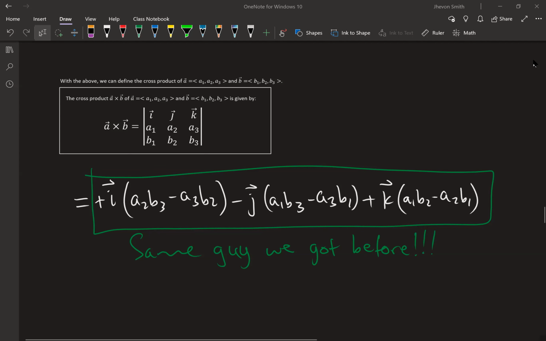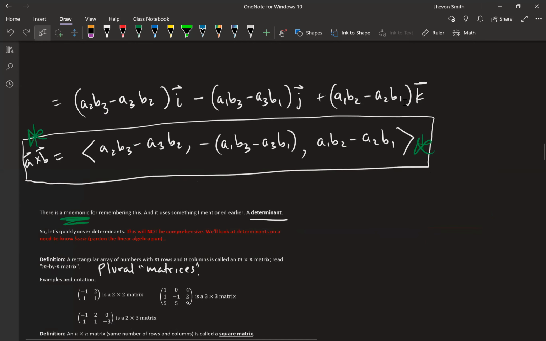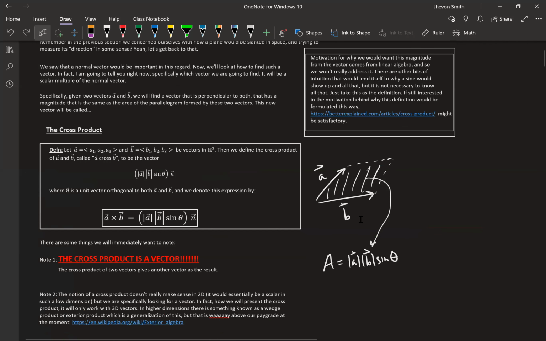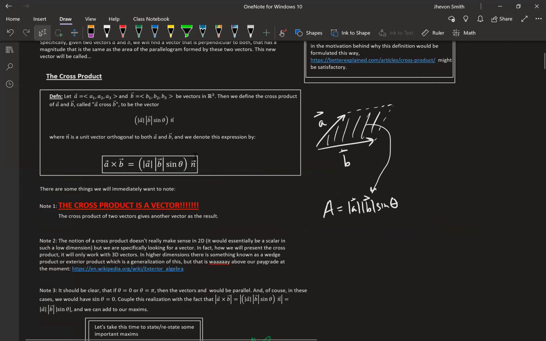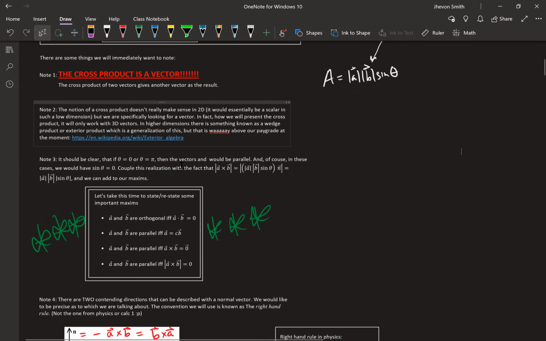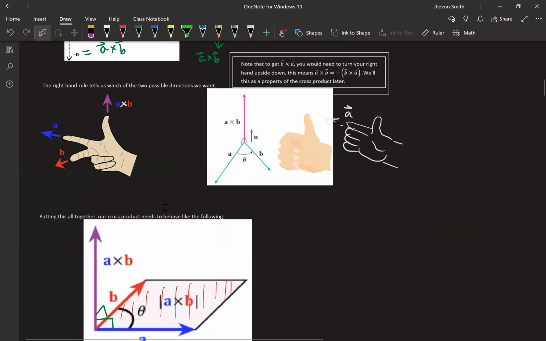As far as who came up with this stuff and why, how they did it, well, necessity is the mother of invention. Basically, I described a need that we had last class, which was that we needed to be able to find an orthogonal direction. There are also areas in physics where we would like the orthogonal direction to have the magnitude of the area of the parallelogram. So basically, they constructed it the same way I did. They knew that this was the guy they wanted, and they derived all these properties using trigonometry of how that guy would have to behave.